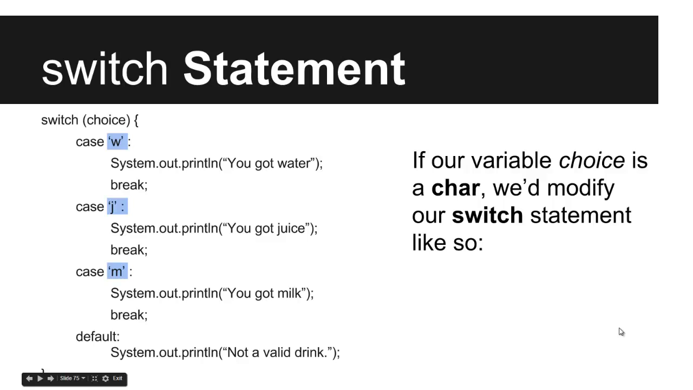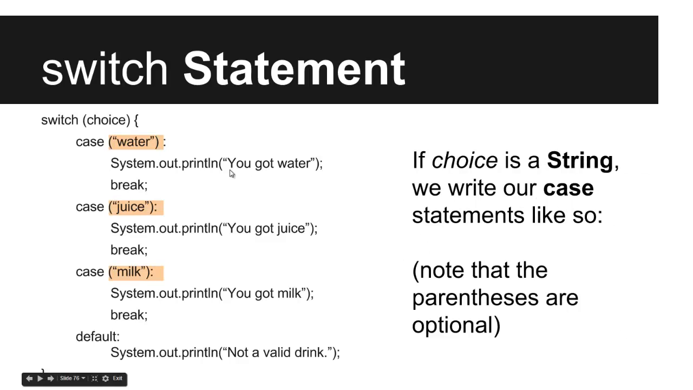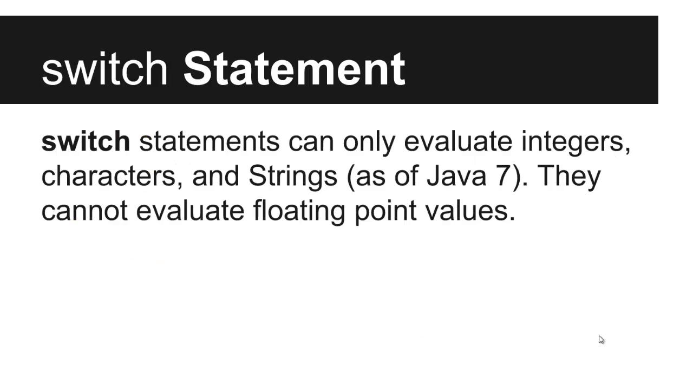We could also, if we felt so inclined, use strings as our switch variable. We can do that as of Java 7. And again, these parentheses right here in these cases are totally optional. The thing that you absolutely have to have, though, is parentheses around the variable that you're switching on. And if we use strings, we just put our string literals in here just like you would expect anywhere else. That is to say, we put double quotes around them. So if the user types water, you get water. If the user types juice, you get juice. If the user types milk, we get milk. And that's all good.